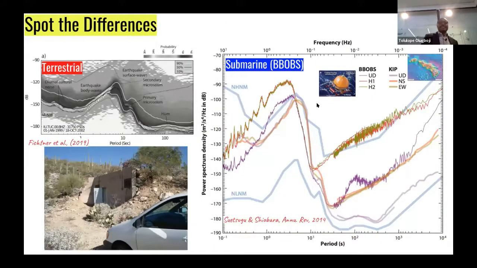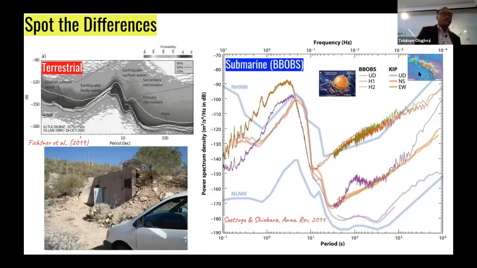Let's start by looking at amplitude spectrum. Let's compare the amplitude spectrum in, again, what I call a terrestrial environment, and that's the picture of the installation for that terrestrial environment, with amplitude spectrum of a broadband ocean bottom seismometer. This is an example drawn from just the literature, and one from ocean islands. I'll give you some time to look at this.